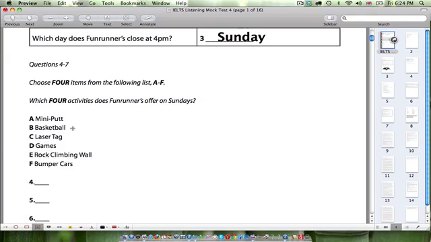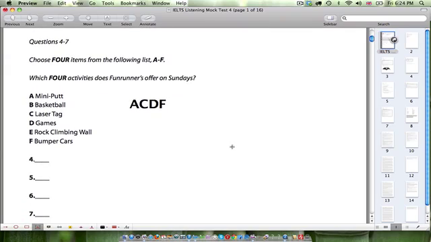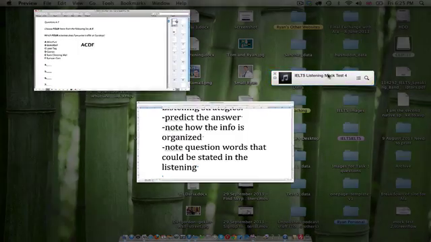So the woman on the phone runs through 4 items that are included. She mentions the rock climbing wall, but she says that this would not be available on Sunday. She does not mention basketball. So the answers here are A, C, D, and F. Get these answers here, A, C, D, F. Okay, so let's continue with the listening.